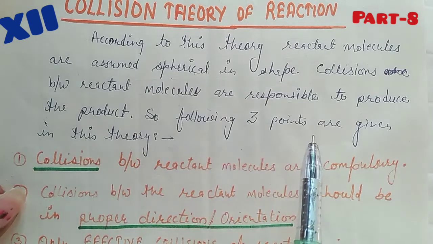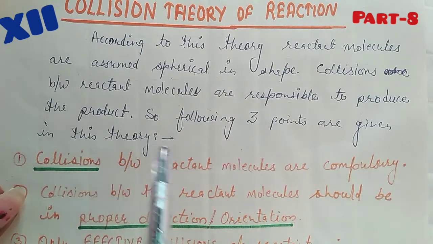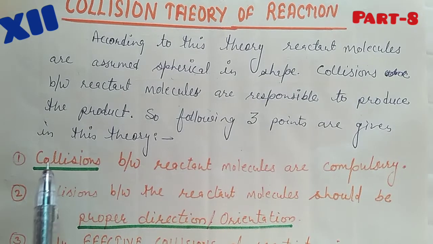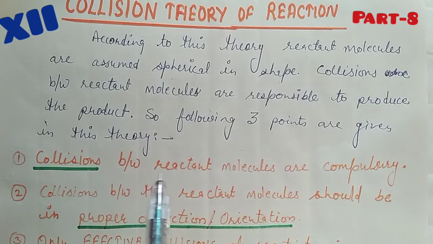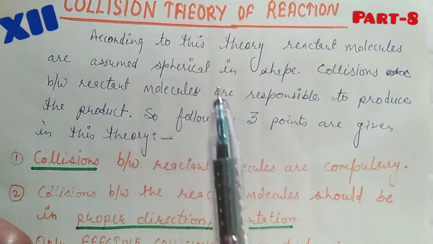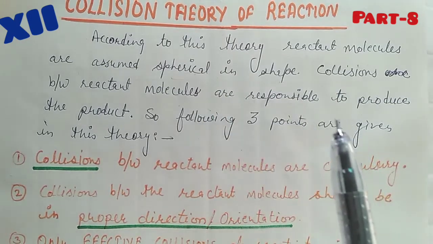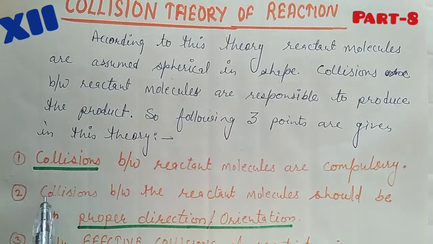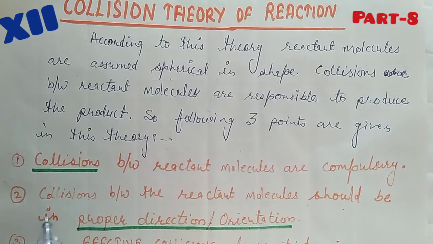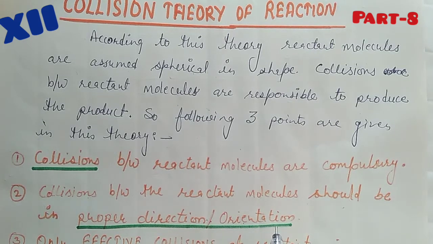So, the following 3 points are given in this theory. The main postulates of this collision theory are: first, collisions between reactant molecules are compulsory, meaning it is a must that collisions take place between the reactant molecules. The second one is that collisions between the reactant molecules should be in proper direction, or we can say orientation.